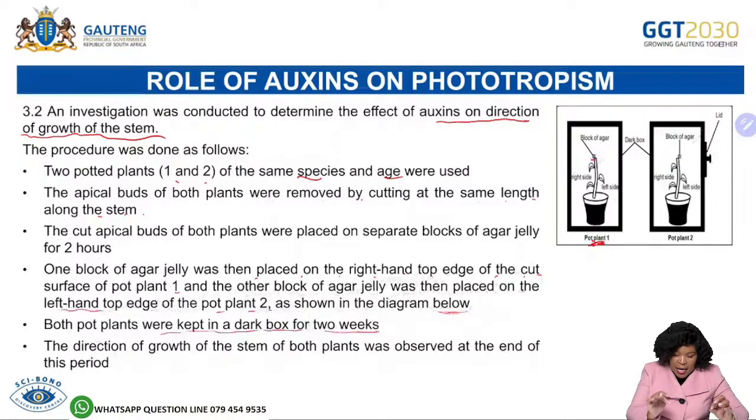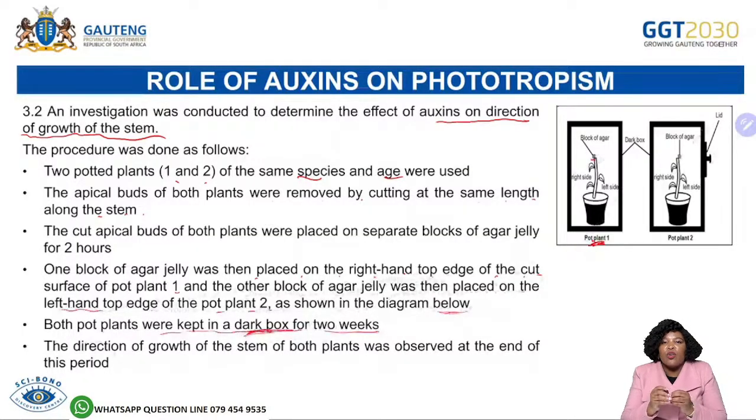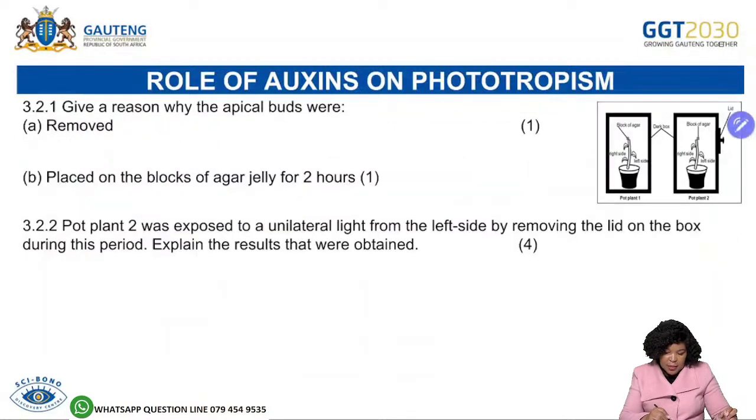Remember, once you talk about a dark box, you are eliminating light as a factor that may contribute to the growth that you are investigating. So here there is no light that is coming in. The direction of growth of the stem of both plants was observed at the end of this period. So the direction of the growth was observed.